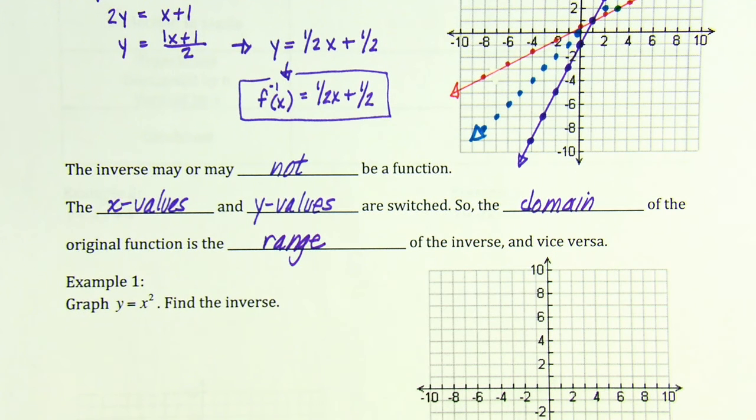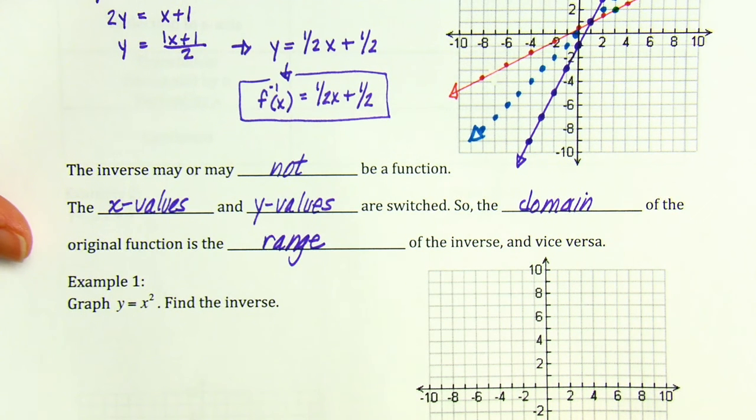So not only do the x's and the y's switch in the tables, but whatever the domain is of the function becomes the range of the inverse. And whatever the range is of the function becomes the domain of the inverse. Okay, so everything switches. It's just all about switching.